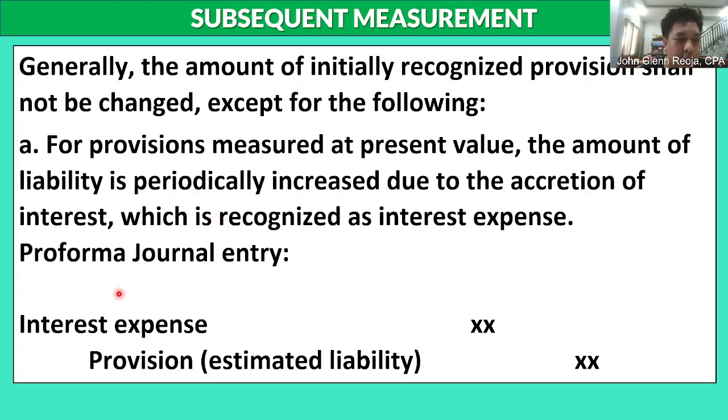Yan. So the pro forma journal entry, debit tayo ng interest expense, malamang debit yan kasi that is an expense account. And then we credit estimated liability or provision. No? Mababawasan yung provision.